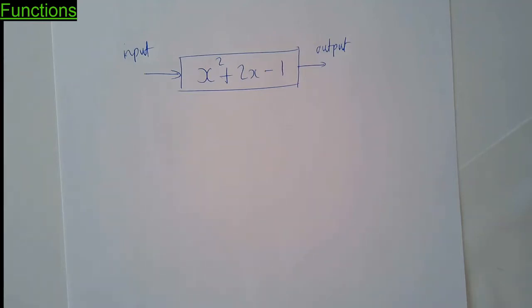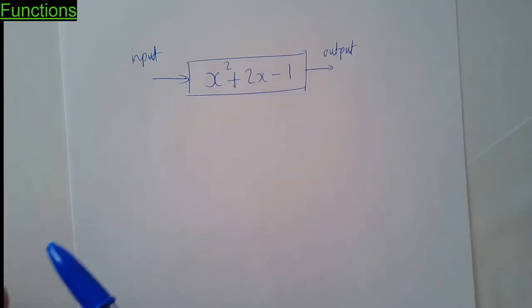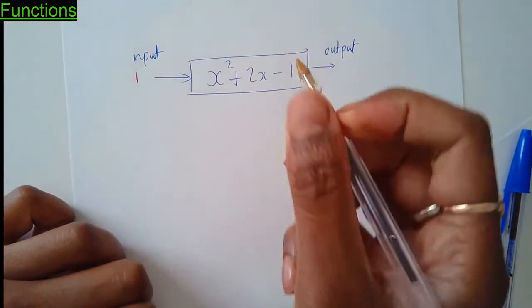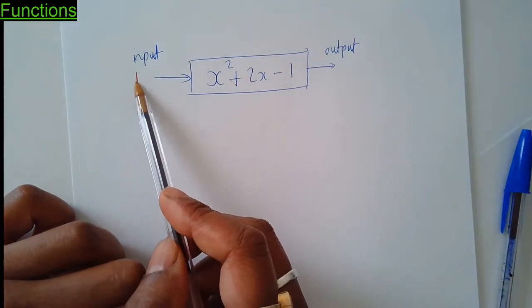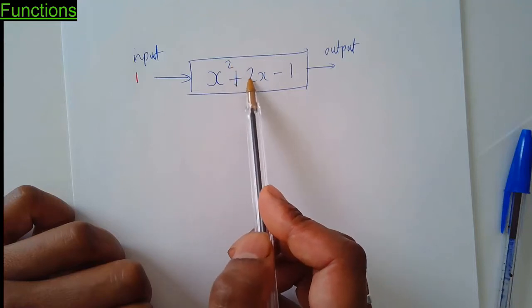What is a function? Well, here's an example of a function. It takes an input and gives an output. So for example, if the input is, let's say, 1, what's the output? Replace the x with 1. It's 1 squared plus 2 times 1, take away 1.